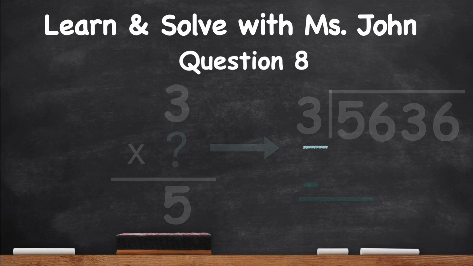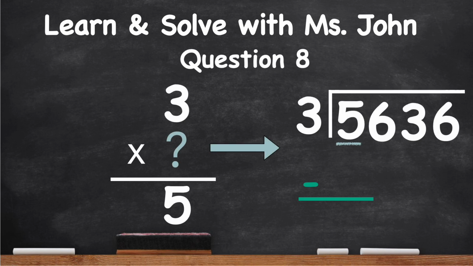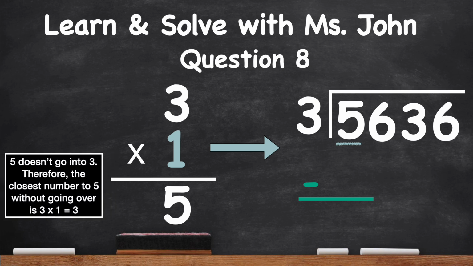So first we're going to look at 3 times what gives you 5. The answer is 1. Remember that 5 doesn't go into 3, therefore the closest number to 5 without going over is 3 times 1. Therefore, instead of looking at the 3 times 5, we're going to look at 3 times 1. So we're going to put that 1 on top.